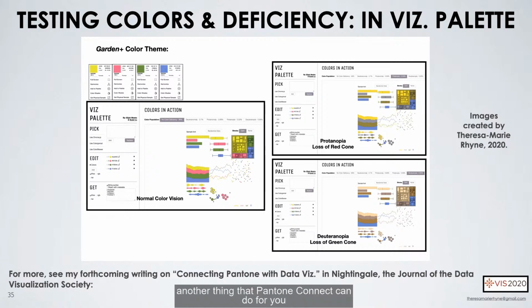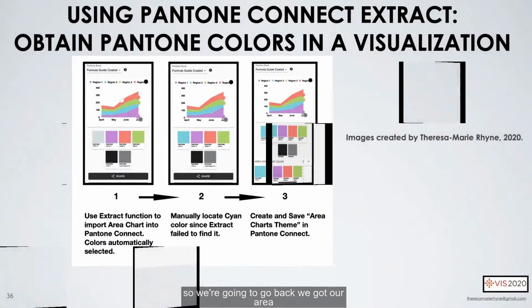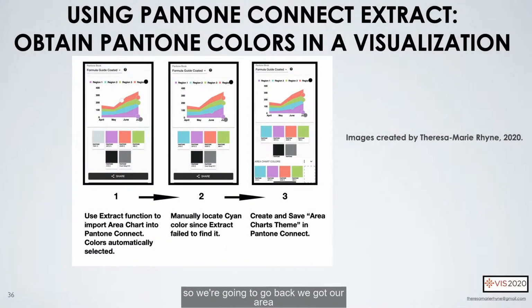Now let's look at another thing that Pantone Connect can do for you. So we're going to go back. We've got our area visualization, but now pretend we never ran it through Pantone before. And our boss comes in and says to us, hey, I really like that area chart visualization you did. I think you did really good. And I think this data is really important. So this visualization is going to be in our annual report.